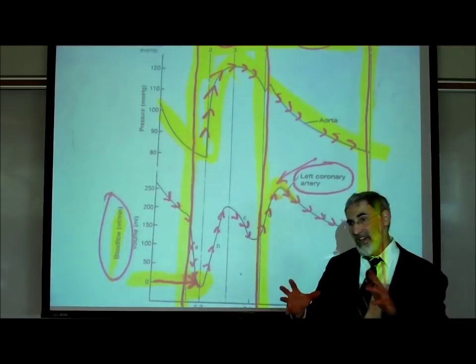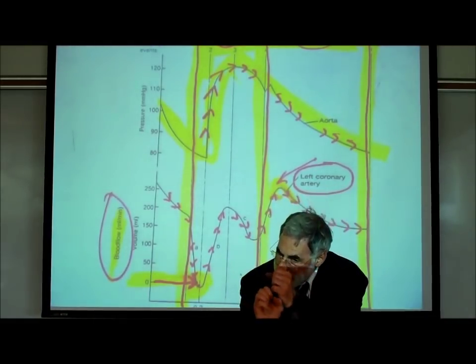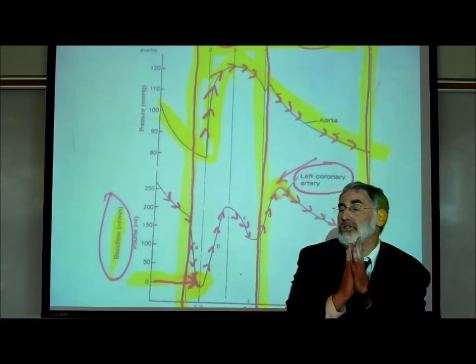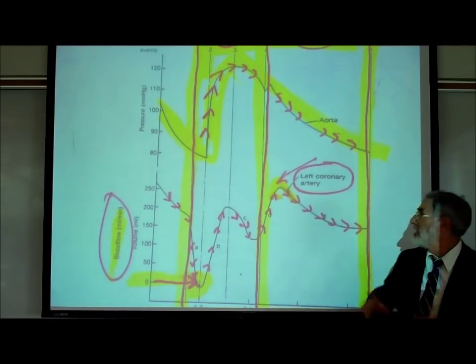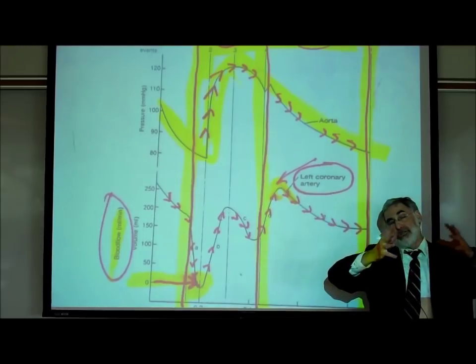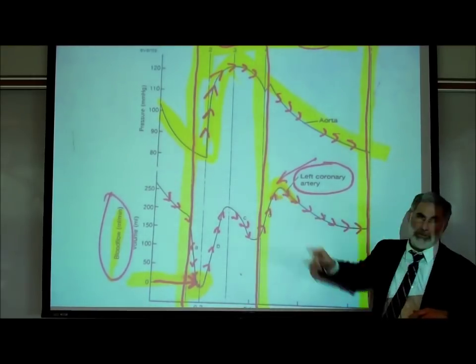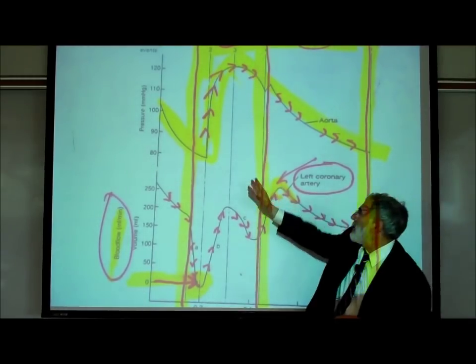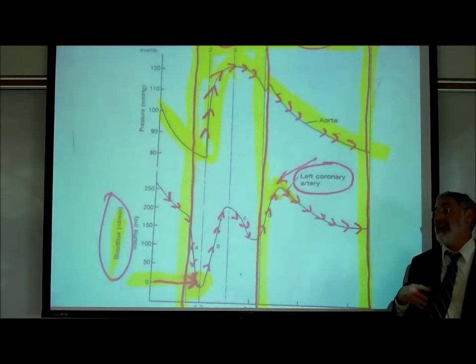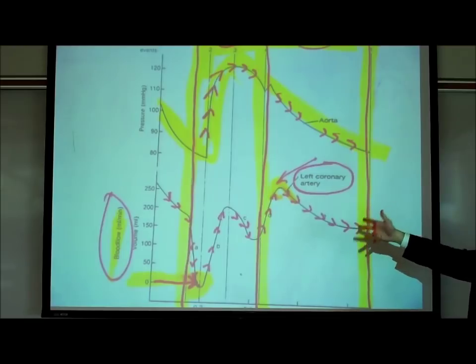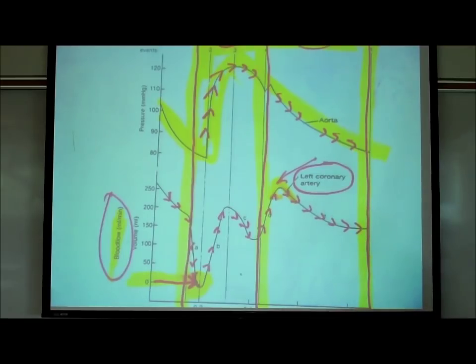For the reasons I've given, when the heart muscle contracts, it squeezes shut the left coronary artery, so the heart's getting no oxygen. During diastole, when the ventricle is relaxed, that's when you get maximal blood flow. Why it varies in between has to do with variations in pressure in the aorta, which are superimposed upon this, but I'm not going to get into it.